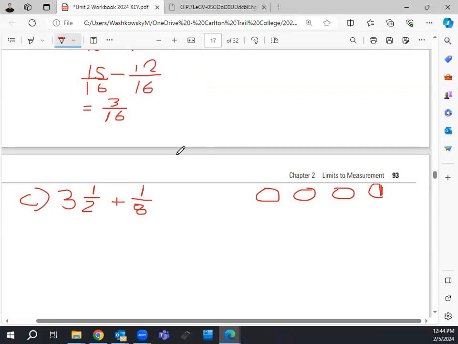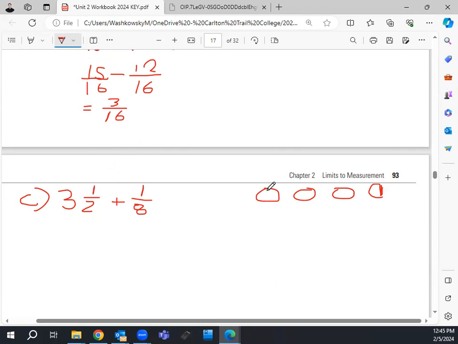So for question C, it's asking us to add up 3.5 and 1/8. And obviously, what makes this harder is, well, there's the big 3 here. This is what's called a mixed fraction. That's a whole number and it has a fraction in it. So one way of thinking about this is, if you have 3.5 pizzas, well, I need to get rid of this 3 first off.